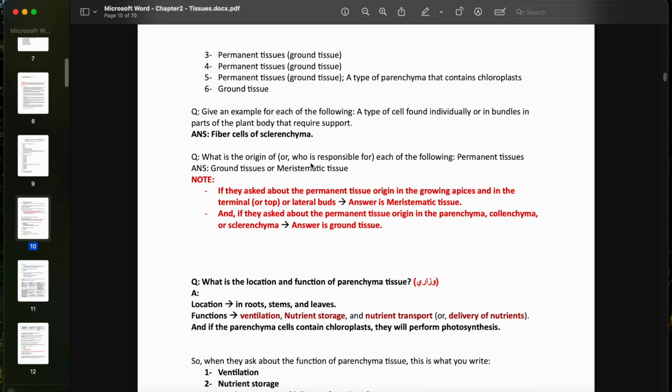For example, if they phrase it like the permanent tissues in the growing apices or in the terminal or top or lateral buds, the answer is meristematic tissue. But if they ask about the permanent tissue in the parenchyma, collenchyma, and sclerenchyma, the answer is ground tissue.